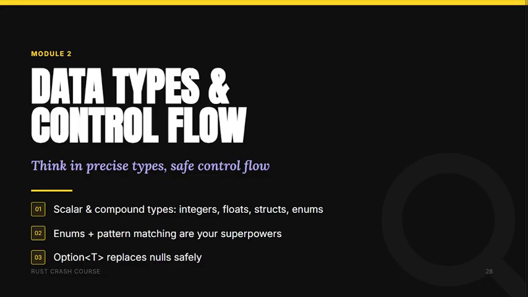Think in precise types, safe control flow. That's the mindset shift this module is about. We're covering three things: scalar and compound types, enums and pattern matching, and finally Option, which replaces null safety. Let's go.